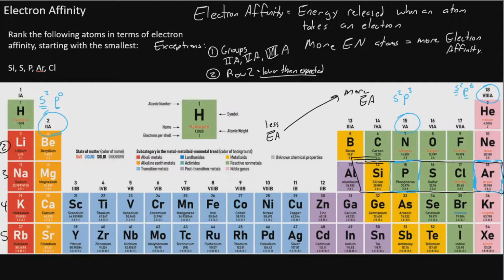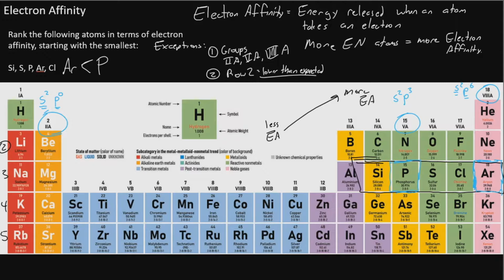How to decide between them is thinking about the configuration. Argon already has a complete shell, and any electrons that get captured by argon would have to go into a completely new level. That is completely unstable, so therefore we say argon has the smallest electron affinity, followed by phosphorus.